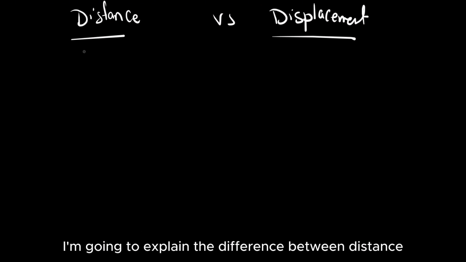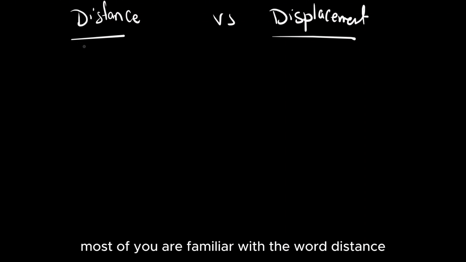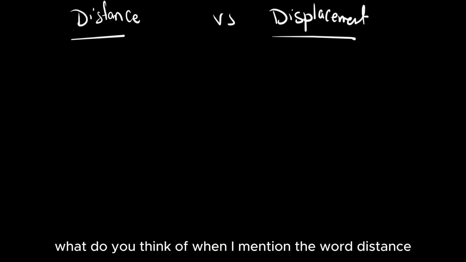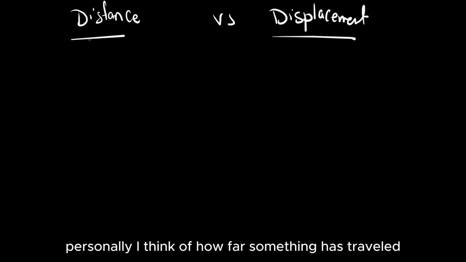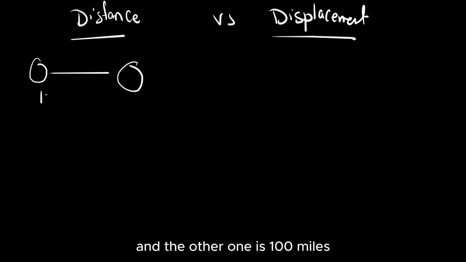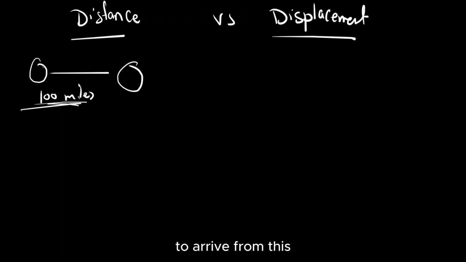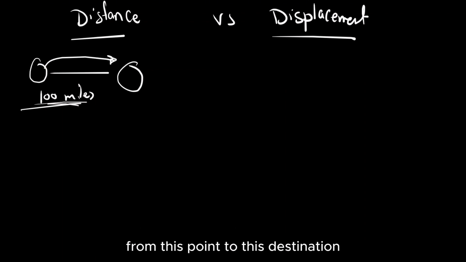In today's video, I'm going to explain the difference between distance and displacement. Most of you are familiar with the word distance, so what do you think of when I mention the word distance? Personally, I think of how far something has traveled. So let's say the distance between this city and the other one is 100 miles. So I know that I need to travel for 100 miles to arrive from this point to this destination.